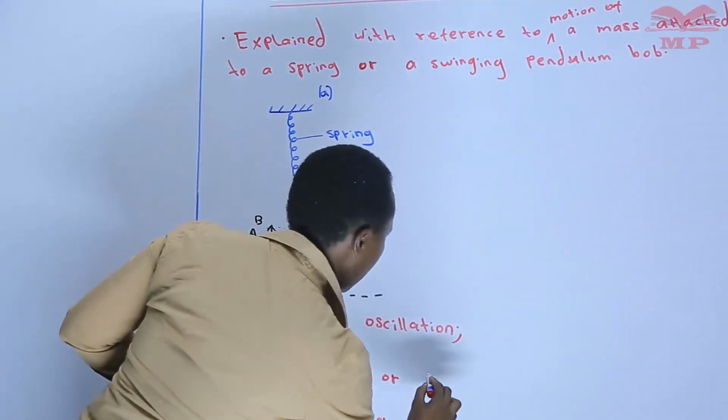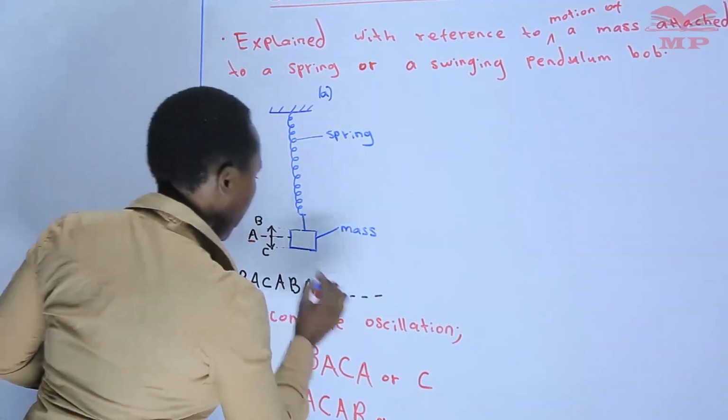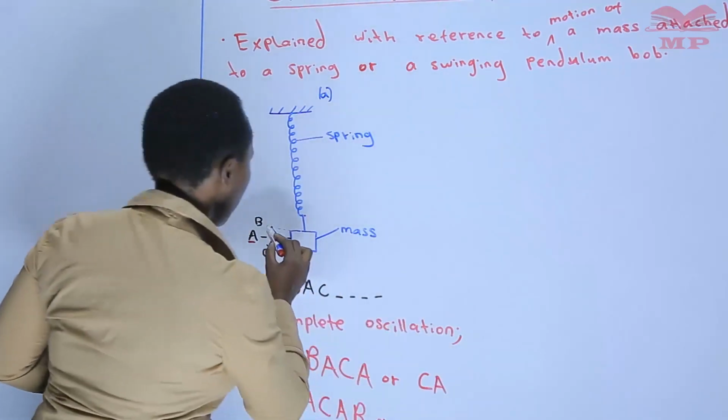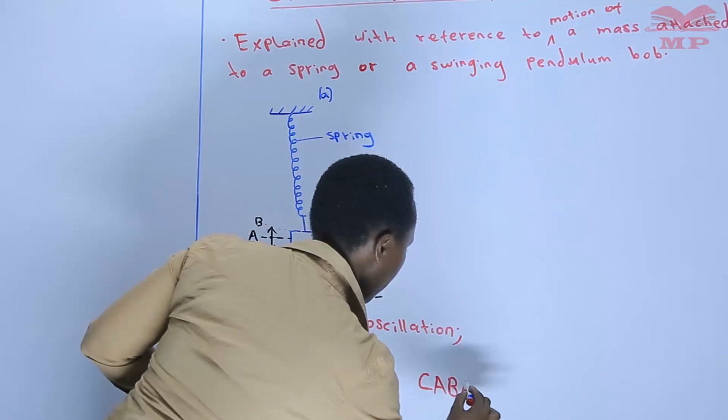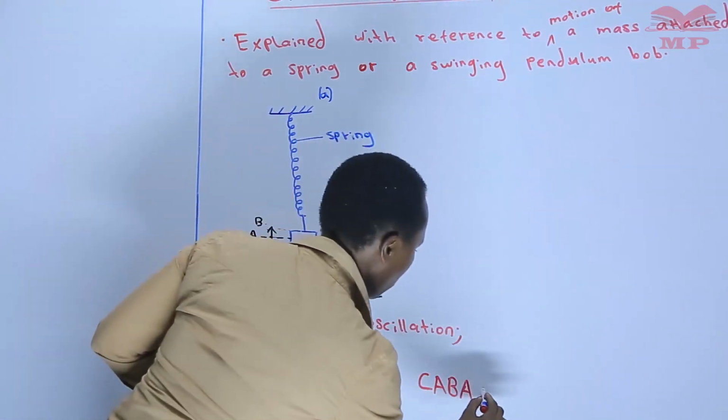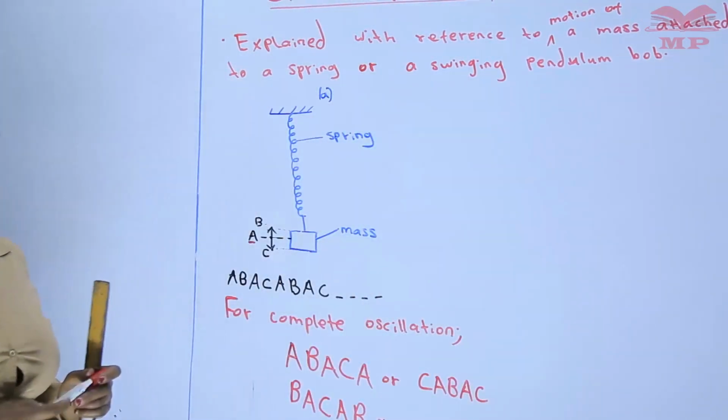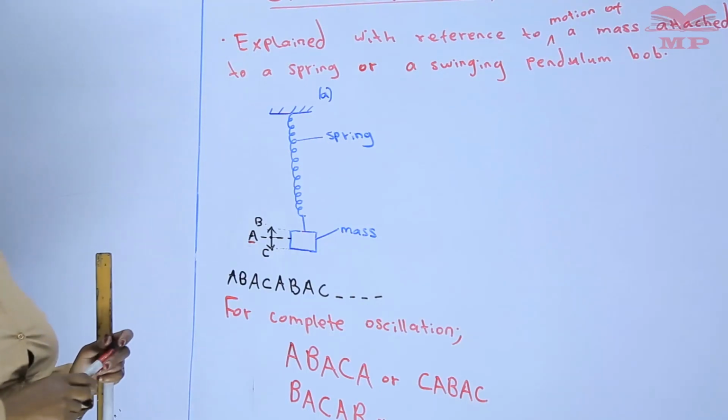So we can either talk of this or that, or if we are starting from C, it means that it will move from C to A, then to B, then back to A, and then again to C. That is the starting point. So that is a complete oscillation.